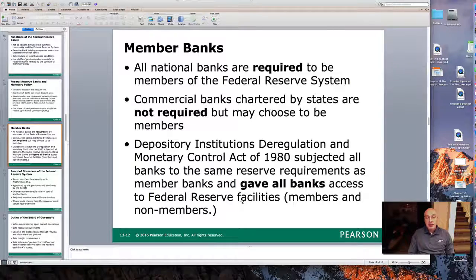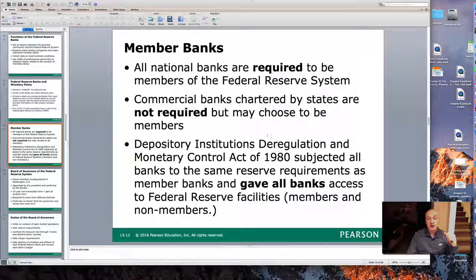The Depository Institutions Deregulation and Monetary Control Act, otherwise known as the DIDMCA Act, subjected all the banks, whether they were chartered by the state or federal members, to the same reserve requirements as all member banks. So in effect, this gave all banks, whether they were federal banks or state chartered banks, access to Federal Reserve facilities. So this sort of evened the playing field.